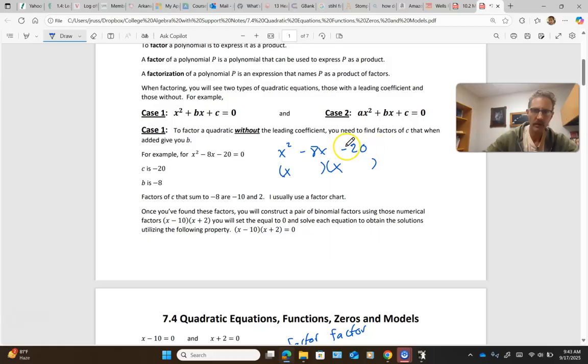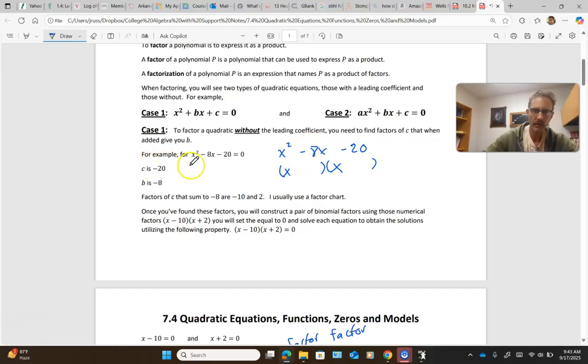And then the only way you're going to get back your negative 20 is you need two factors that when multiplied give you negative 20. But also when added together give you negative 8. Because that's the process when you FOIL. You do first, outer, inner, last. And the outer and inner terms, you add them together. And so when you add them together, they need to give us a negative 8 right here.